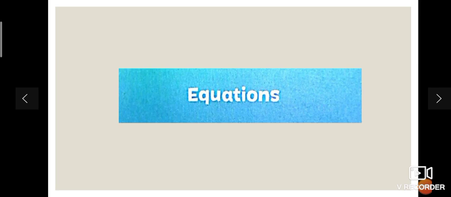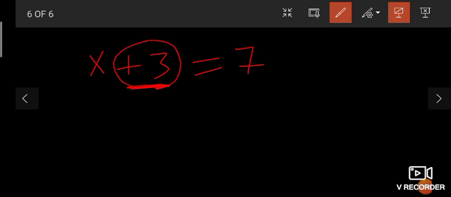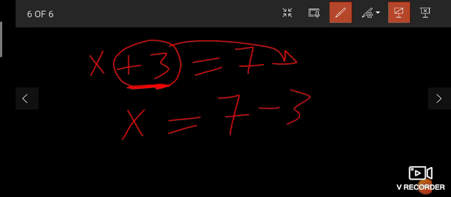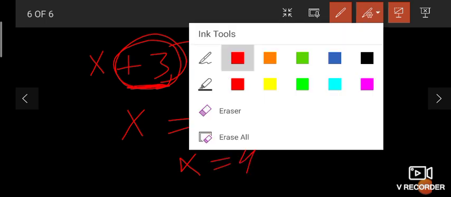Okay, the equations. To solve the equation, at first, if I have x plus 3 equals 7, I want x here alone. So the plus 3, we make minus in the other side. Okay, then x equals 7 minus 3. Plus 3 became minus 3. Then 7 minus 3 equals 4. Then x equals 4.